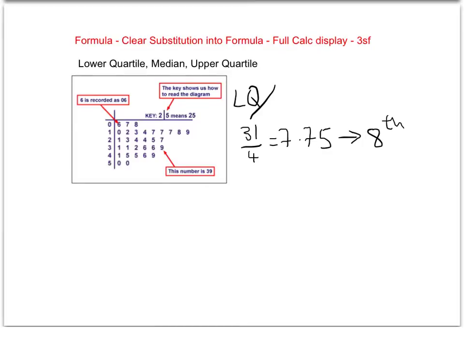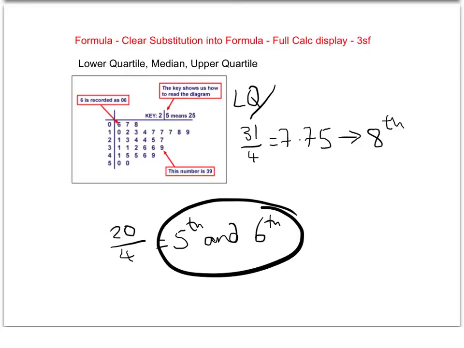If it is a whole number, for example, just a quick example, say we had 20 bits of data and we divided it by 4 and we got 5. We do not want the 5th piece of data, okay? Don't fall into that trap of thinking you just want the 5th bit. You want the 5th bit and the 6th bit, and you're going to do the average of those two. So if it's not a whole number, round up. Even if it's really like 7.1, you round up. And if it is a whole number, don't take that one. Take that one and the next one and average them.